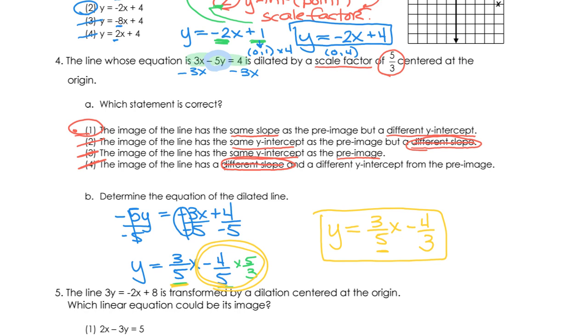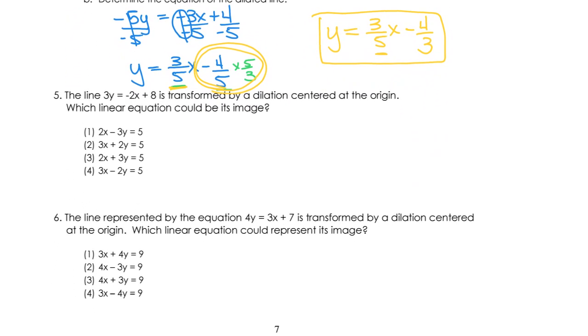All right, let's take a look at question number 5. We have the line 3y equals negative 2x plus 8, and it's transformed by a dilation centered at the origin. Which linear equation could be its image? Same problem we've had in the last couple questions: it's not in y equals form for us to tell the slope and the y-intercept. So we're going to take our line and get it into y equals form. This one's a little bit easier than the last couple in that all we have to do is divide by 3. But we have to remember that everybody gets divided by 3. That's going to end up being y equals negative 2/3 x plus 8/3.